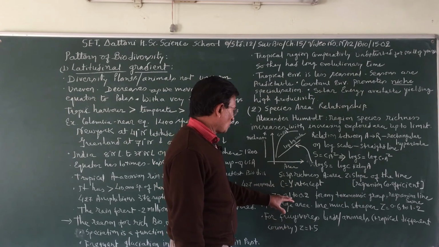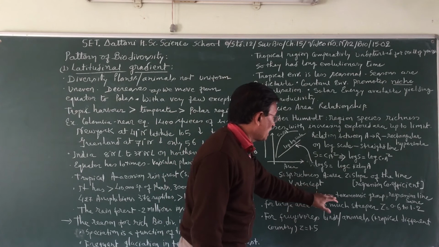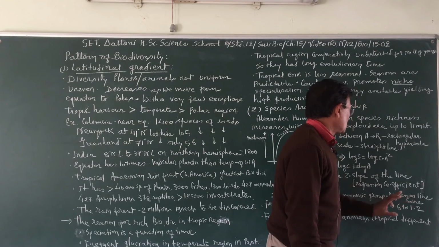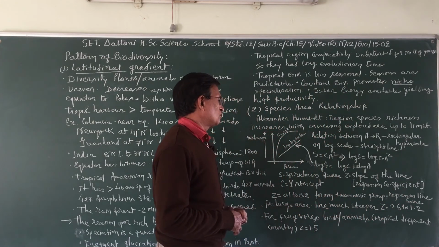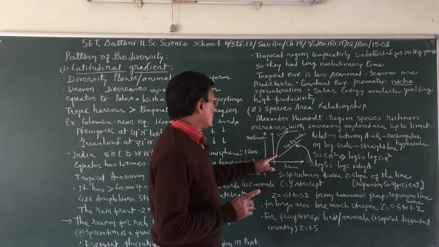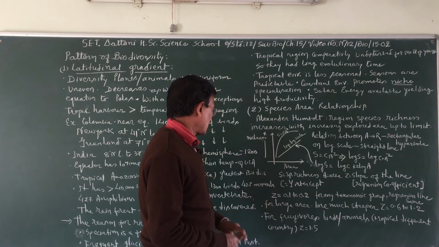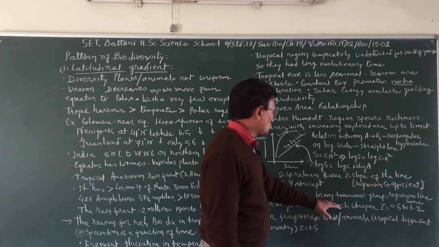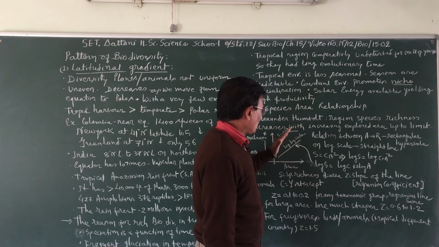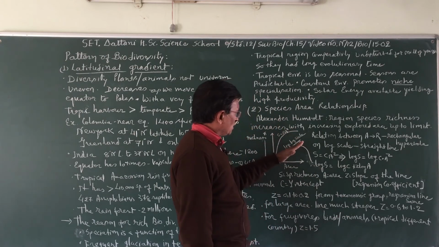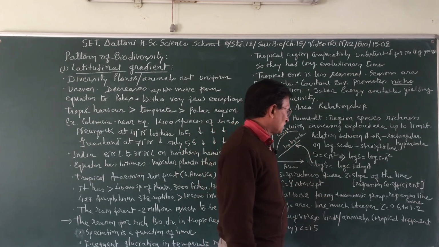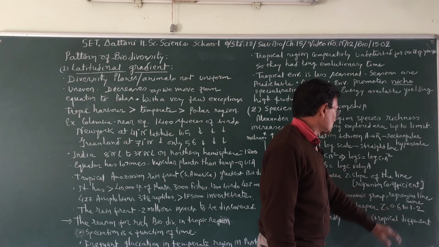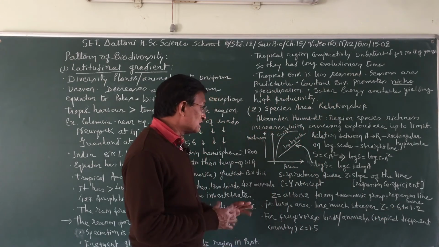Z equals 0.1 to 0.2 for any taxonomic group. The regression line is the same if we take any taxonomic group, on the log to log scale. For a large area, the line is much steeper. The steepness of the line will be just like this. It will go upward, and the line is called steeper. And the value of Z is found to be 0.6 to 1.2. That is, it is increasing.